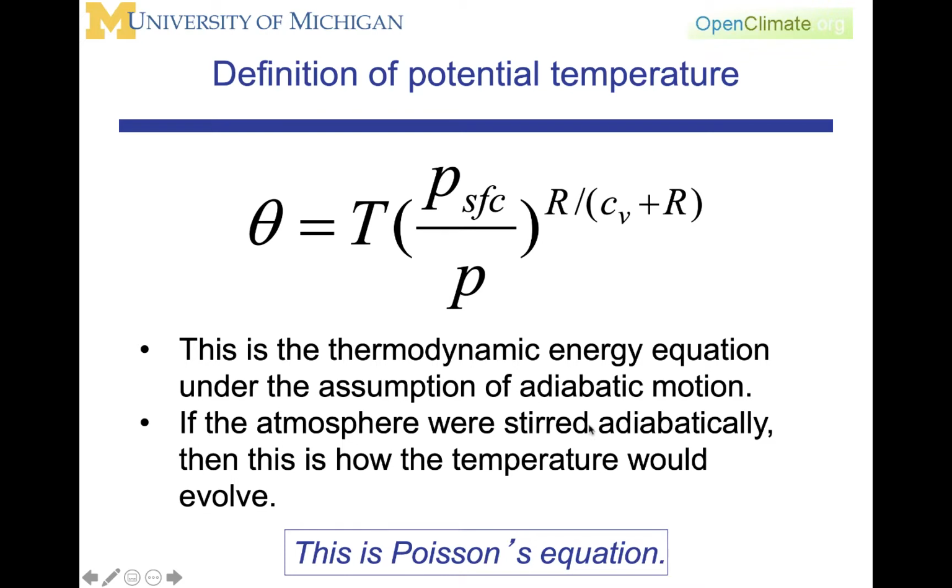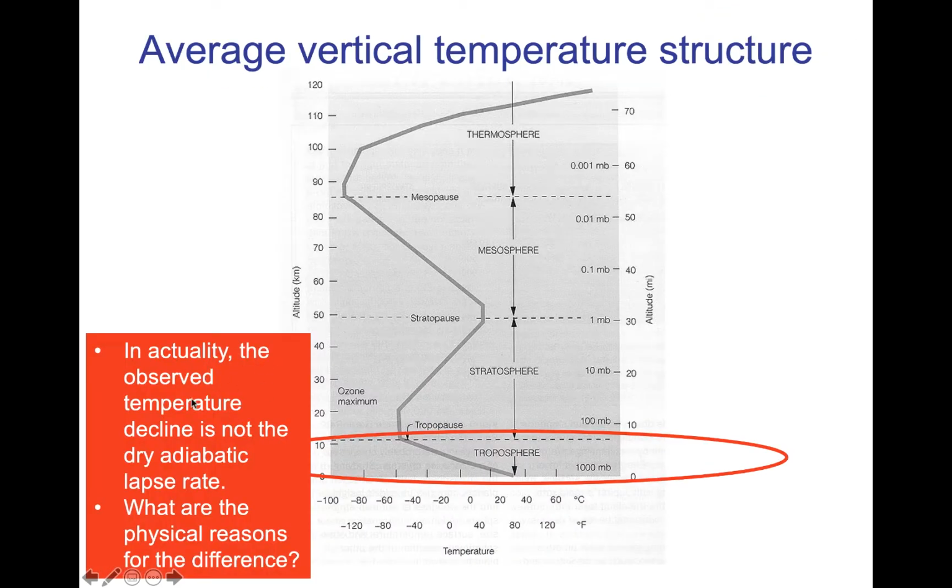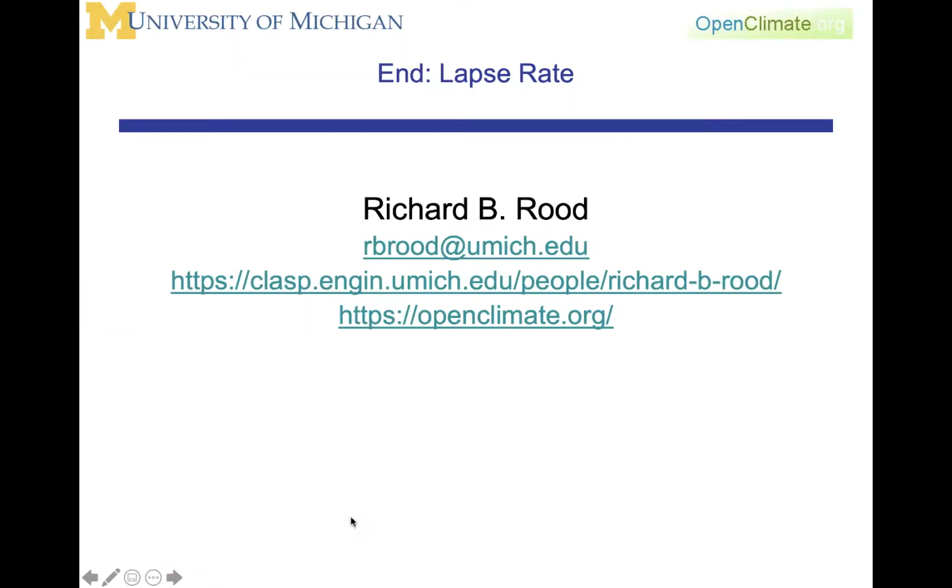Hence, if you go back to the thermodynamic equation and make the assumption of adiabatic motion, so we take the J out, then this is what the thermodynamic equation reduces to. If the atmosphere were stirred adiabatically, this is how the temperature would evolve, and that's how you would get to that lapse rate. In actuality, however, the observed temperature decline is not dry adiabatic, and I will leave it as a thought question what the physical reasons are that this is not quite dry adiabatic. And with that, that is the end of the introduction to the lapse rate.